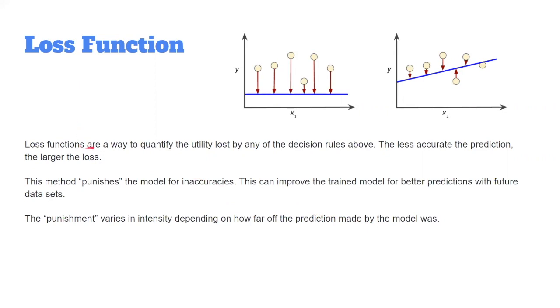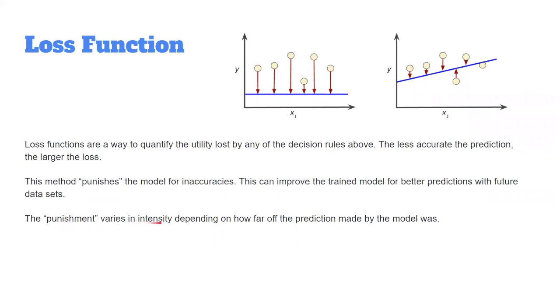So a loss function is a way to quantify the utility lost by any of the decision rules above. The less accurate the prediction, the larger the loss. This method punishes the model for inaccuracies. This can improve the trained model for better predictions with future data sets.